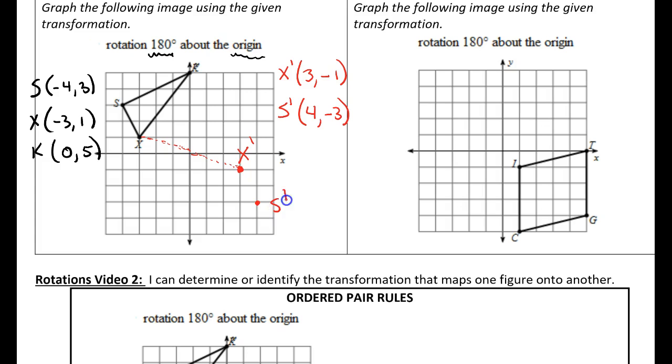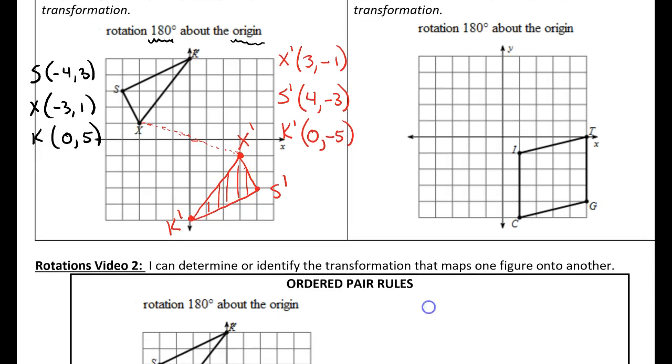So there's S prime. And then for K prime, I had 0, 5, so I'm going to have 0, that's going to stay 0, and -5. So 0, -5 ends up down here. So that's K prime. We'll connect our 3 points to form the triangle, and we have the image of our original triangle rotated 180 degrees around the origin.